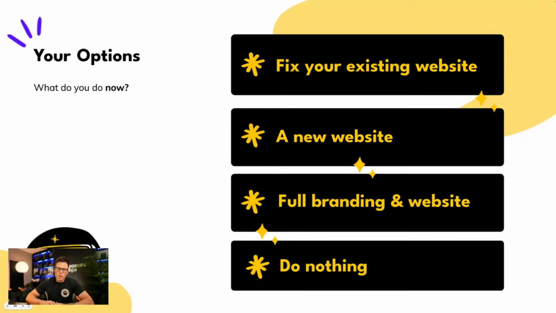Or your other option, of course, is to do absolutely nothing. But typically, that's not the best one. And that's probably not the one that you're erring towards if you're 43 minutes into a conversion rate optimization webinar.